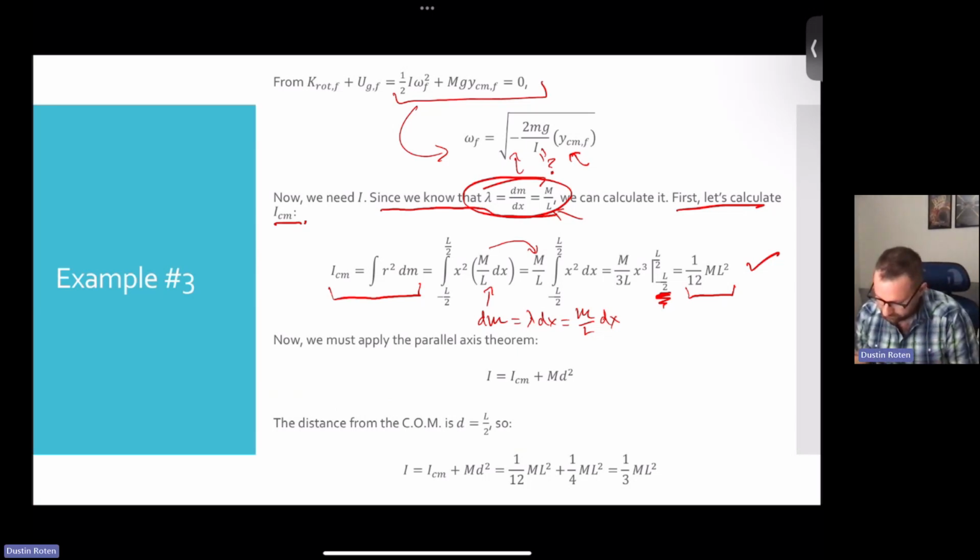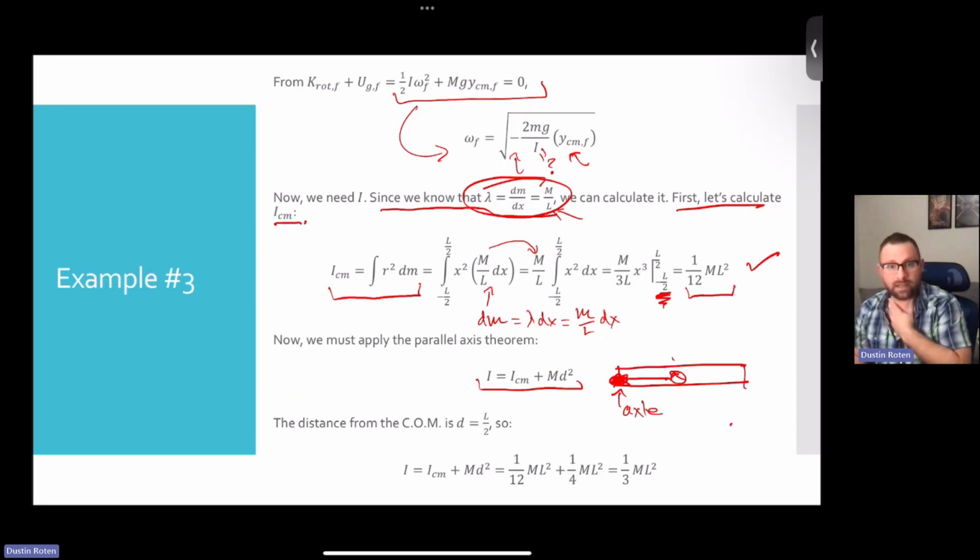Now we just have to add the little shift on here, and that's just going to tell us how we take this moment of inertia and shift our point of rotation over. So from the center of mass, we want to shift it over here to this new axle or point of rotation. Well, the distance to the center of mass is just half the length because the center of mass is in the middle.